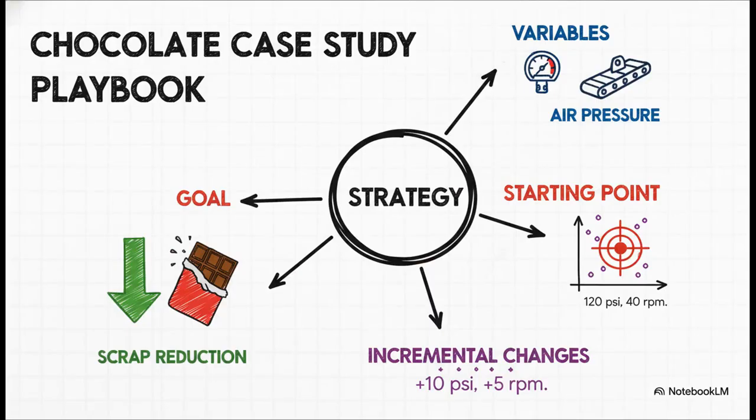So they followed the playbook. The team defined their goal. Get that scrap rate way down. They identified 2 key variables they could easily control: the air pressure in the machine and the speed of the conveyor belt. They set their starting point, and then they plan small, incremental changes to test around it.